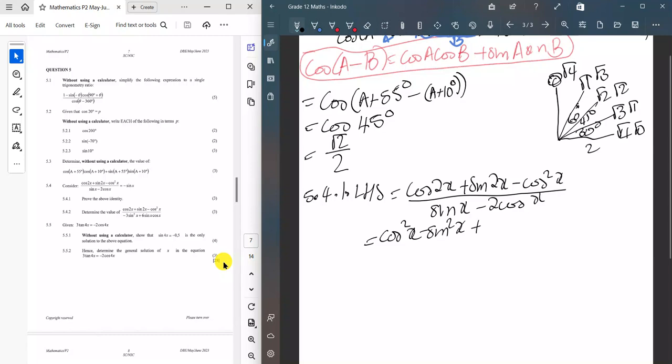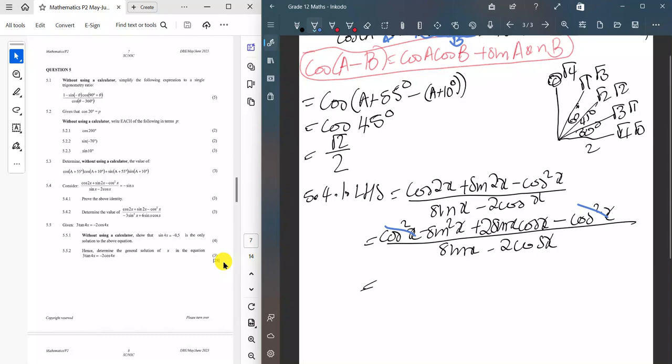And this, what is it? It's a double angle of sine. It is 2 sine x cos x. Remember, guys, these are given in your formula sheet. Minus cos square x all over sine x minus 2 cos x. Let's see now. Interesting. This guy cancels with this guy, right? What are we left with?